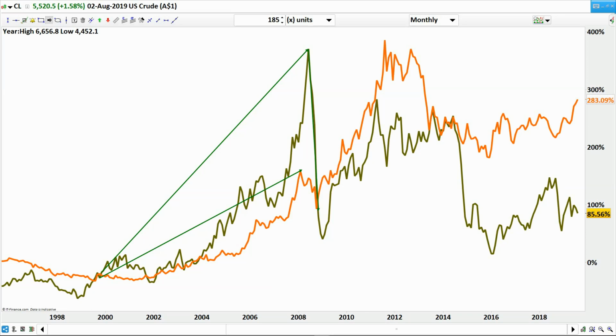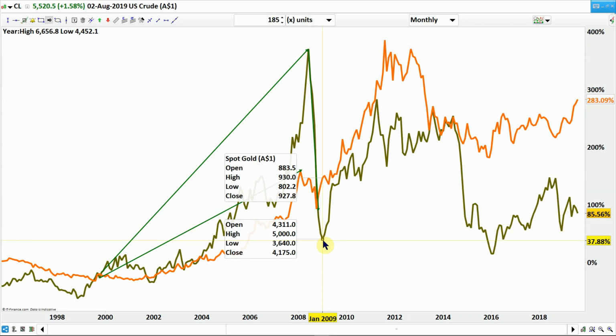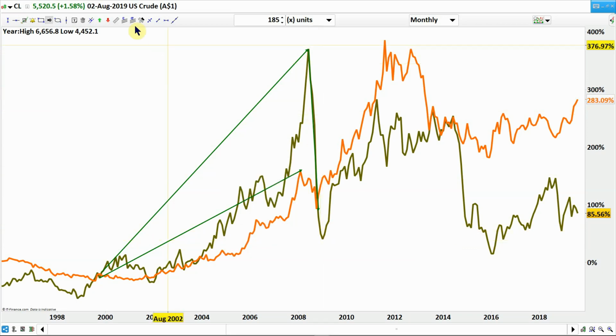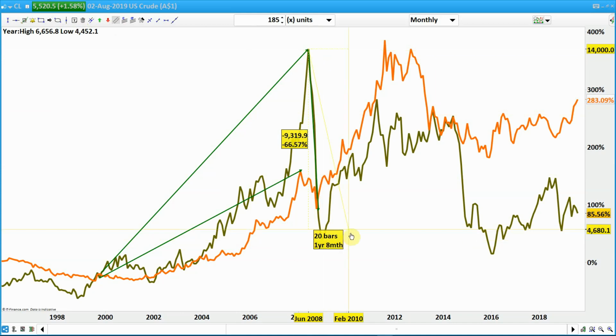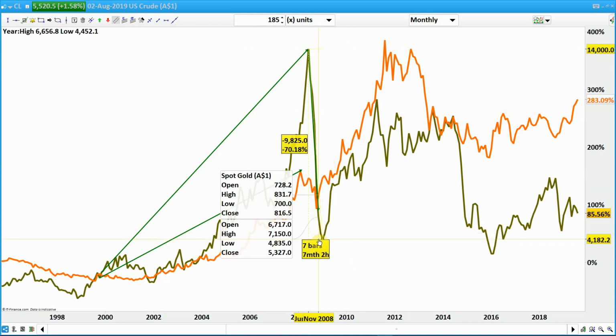Anyone? So from 2008 to roughly 2012, of course, both the price went up and made a double top. Now I'm asking this one: why did oil tumble between May 2008 and January 2009? From here to here, 70%.